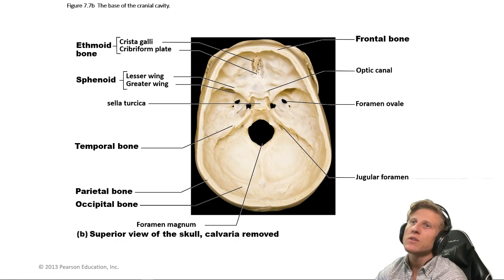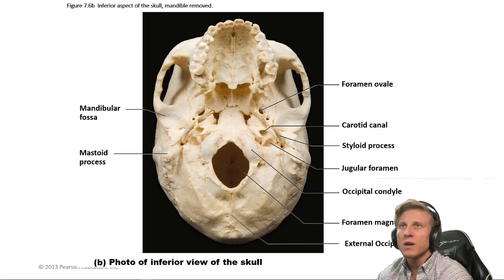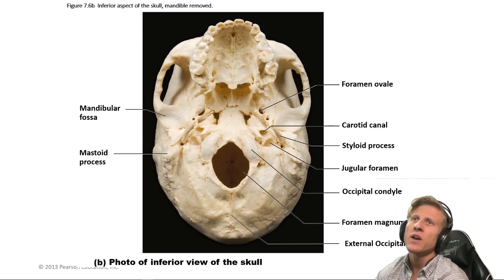Nothing really extra there. And then from an inferior to superior perspective, minus the mandible, you don't have your jaw getting in the way. Couple things to note that we haven't seen before. We have the mandibular fossa. Okay, mandibular fossa. It's these plate regions right here.